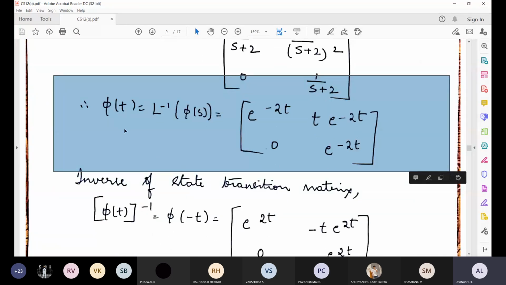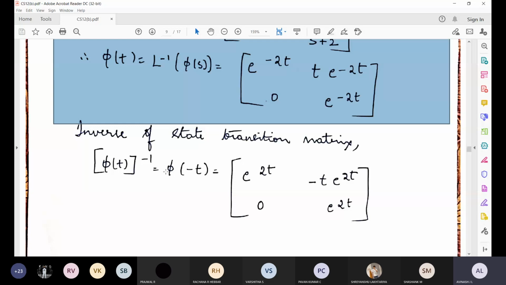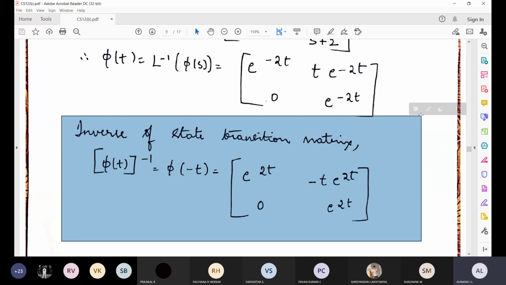Okay. So now this is finding out the state transition matrix. This particular concept is called finding out the state transition matrix. Once we find the state transition matrix, how to find its inverse? Phi of t inverse will be equal to phi of minus t. So wherever t is there, you replace it with minus t. So minus will become plus, and that is the inverse of the state transition matrix. This is the way of finding the inverse of the state transition matrix as well as the state transition matrix itself.